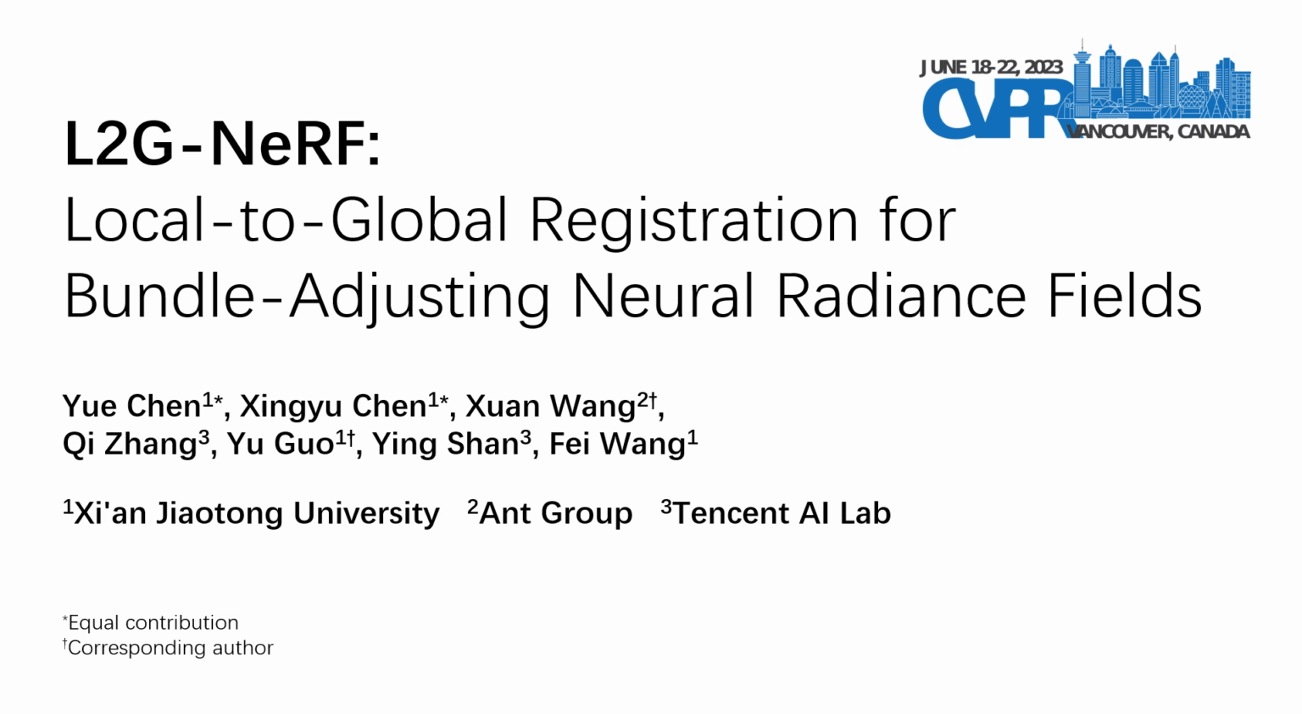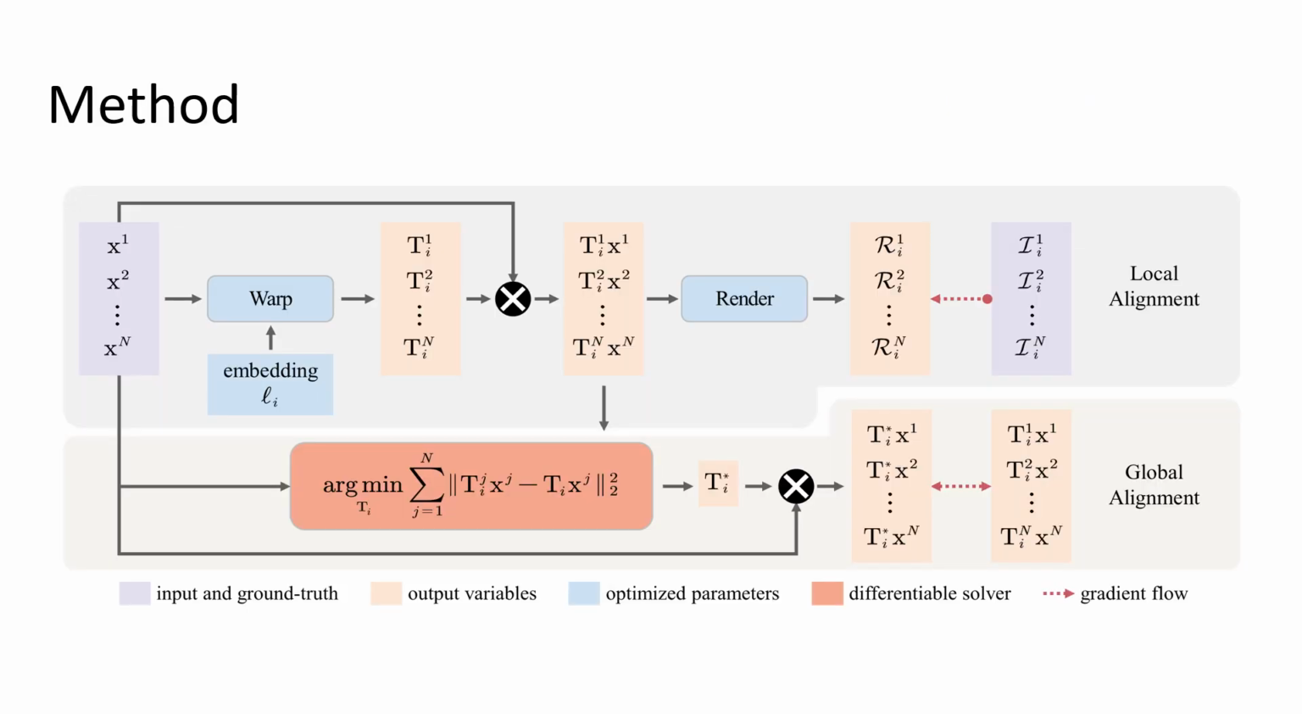In this work, we present L2G-NeRF, a local-to-global registration method for bundle-adjusting neural radiance fields. It integrates local and global alignment methods to simultaneously reconstruct the neural fields from RGB images and register the camera frames. Our model has two main branches.